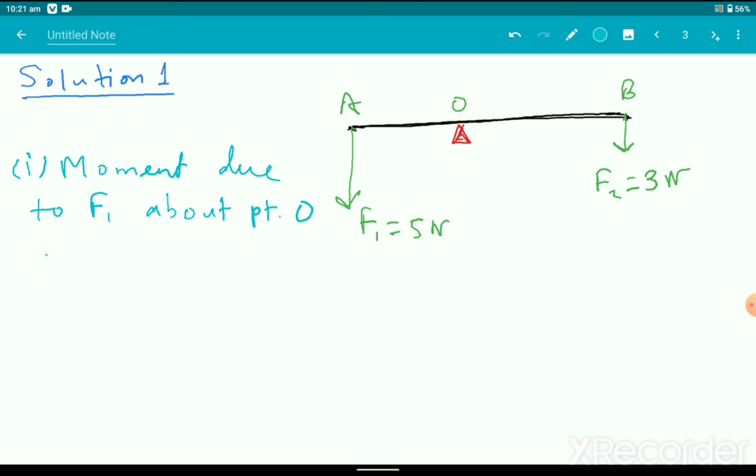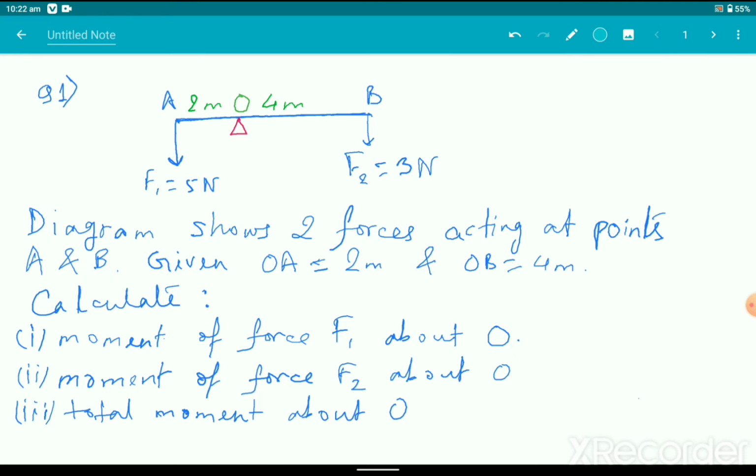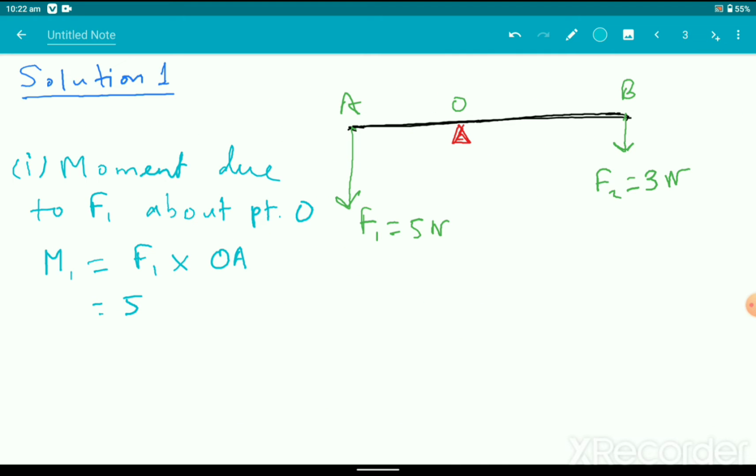What is the moment? Let's consider it as M1. So M1 will be equal to the force applied. How much is the force applied? The force applied is F1. So the formula is F1 into the perpendicular distance, which means OA. So this is equal to 5 Newton into the OA distance. How much is the OA distance given? Let us see the question once. It is 2 meter and the other side is 4 meter. So this is 2 meter length, and this is 4 meter length.